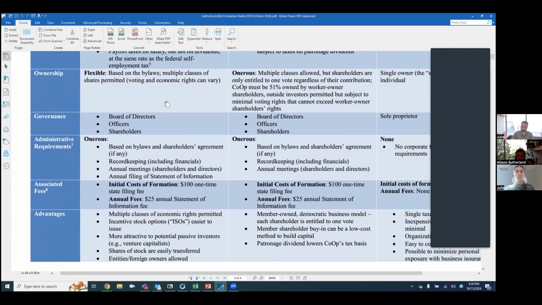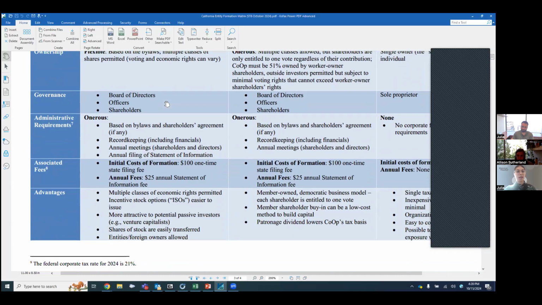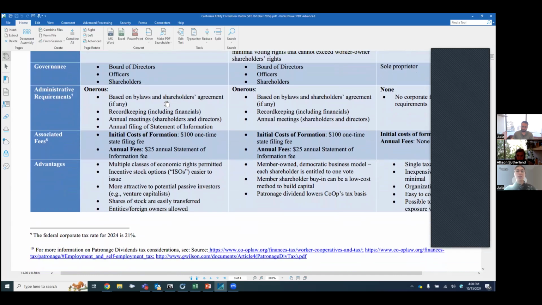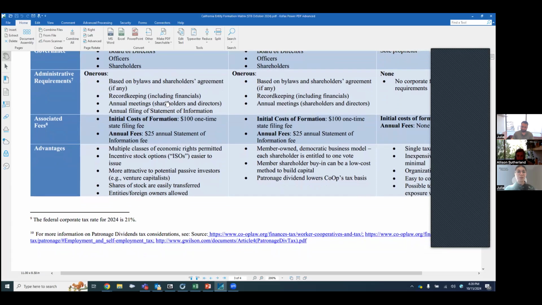Ownership of corporations can be flexible. This is based on the bylaws, which are, again, the kind of governing document that dictates how the company can be run. And for governance, there's usually a board of directors and then officers. So officers would be the CEO or the chief technology officer or chief financial officer. The board of directors kind of help manage the executive team. And then there are also shareholders who are the investors who have invested money in the company, and they have different voting rights as well.